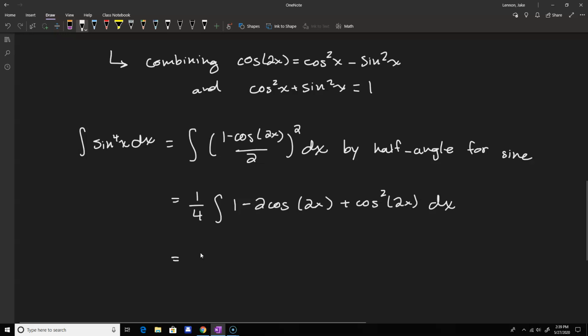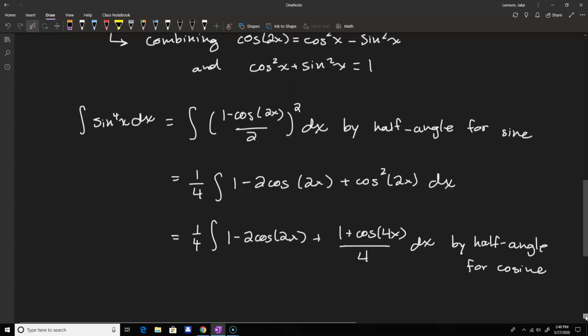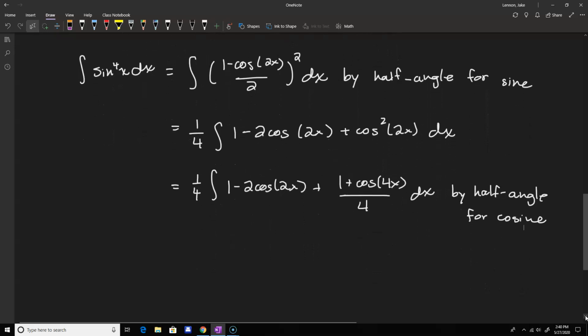So that's exactly what the integral becomes. So we get 1/4, and then the first two terms I'm going to leave the same. And the last one I'm going to change to 1 plus cosine 4x over 2, dx. And this is by the half angle for cosine. So we can just use some algebra to get this all together. Oh, sorry, it should be over 2, not over 4. That's a mistake there.